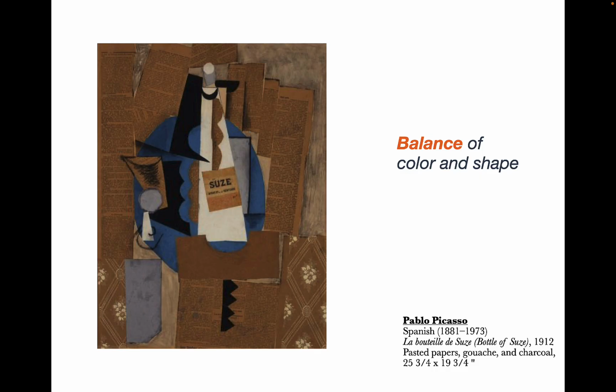Here's a really different example, but also an example of balance from Picasso. So the blue and the gray is the only color we have here. And that bright color is balanced out by all the brown and neutral colors around it. There's also a balance of shapes here. There's a lot of different shapes happening, but there's a balance of the circular round shapes and the more triangular and rectangular shapes.